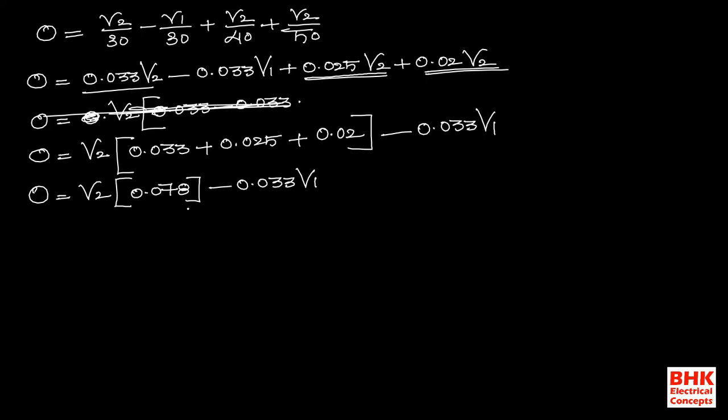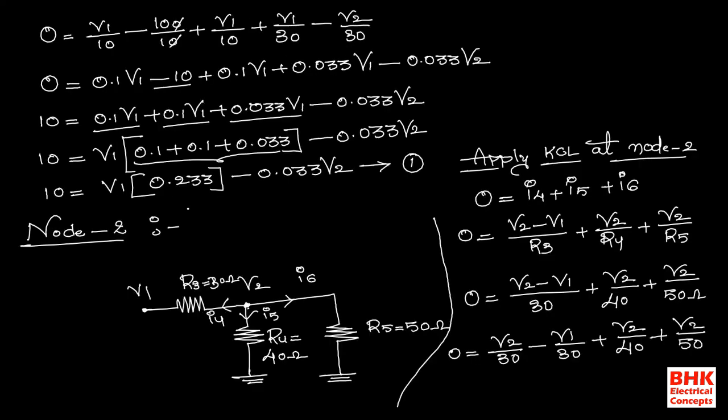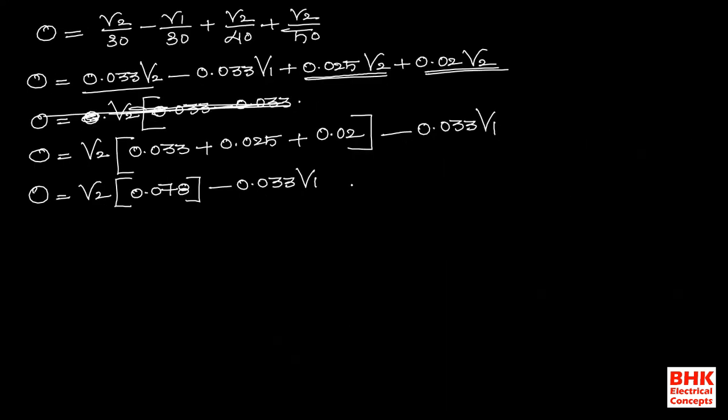Now what I am doing in the equation number 1, just see here, this is the equation number 1. Just observe this equation, 10 is equal to V1 into some value minus some value into V2. Now otherwise we can consider this is equation number 2. Now from equation number 2, I am writing the expression of V1 in terms of V2. It means what? From this expression, you can easily get the solution by substituting this value.